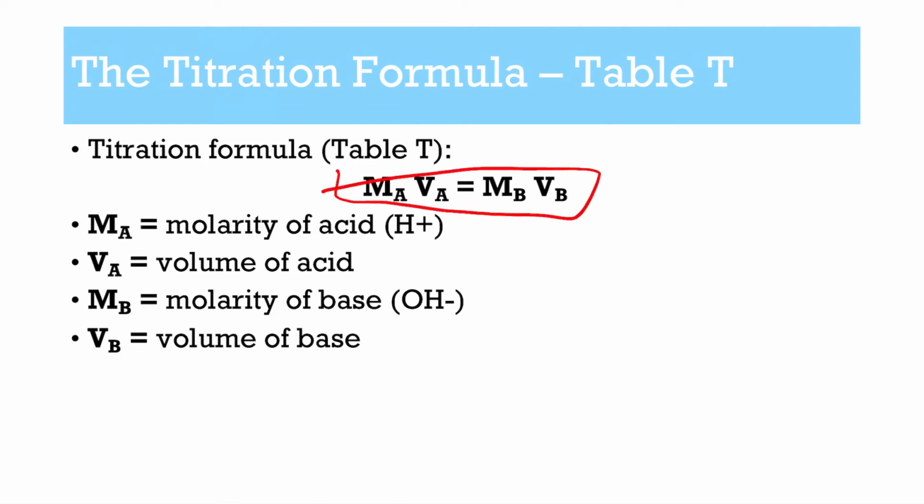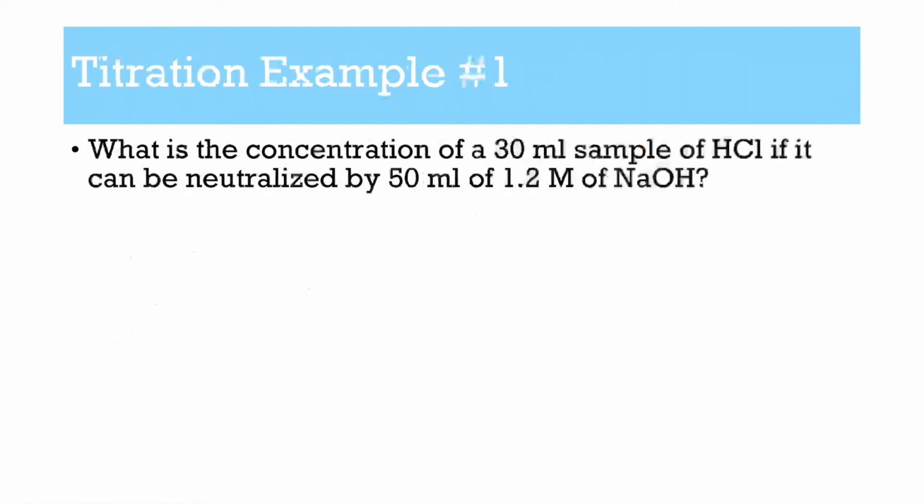And so again, here is our table T equation. Let's go ahead and jump into this. Again, M is the molarity concentration of your acid, V is volume, A stands for acid, B stands for base. We got this. Okay, so MAVA equals MBVB. What is the concentration of a 30 ml sample of HCl if it can be neutralized by 50 mL of a 1.2 molar solution of NaOH?